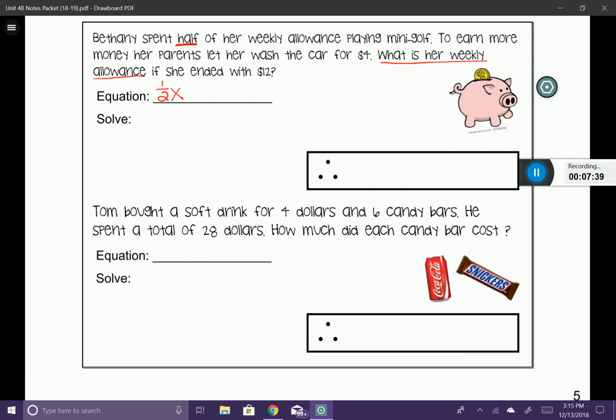But her parents also let her wash the car for $4, meaning that she's gaining money. She's earning money, which means that we're going to add $4 to a half x. And then at the very end of the problem, it says she ended with $12, meaning after all is said and done, she is going to have $12 in her piggy bank. So here's our equation. Let's go ahead and solve.